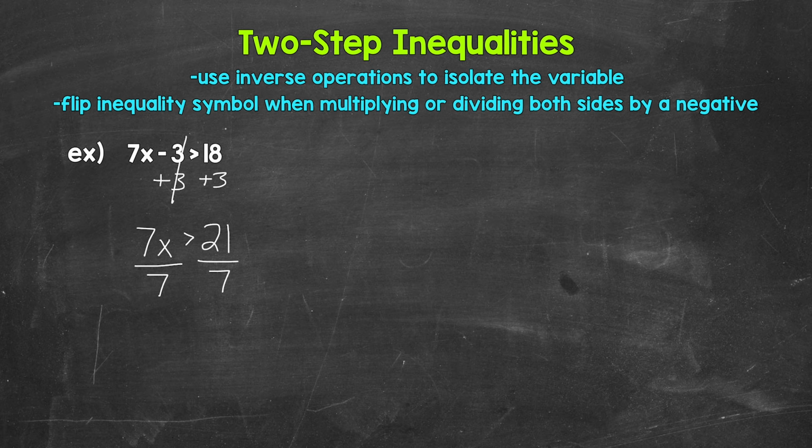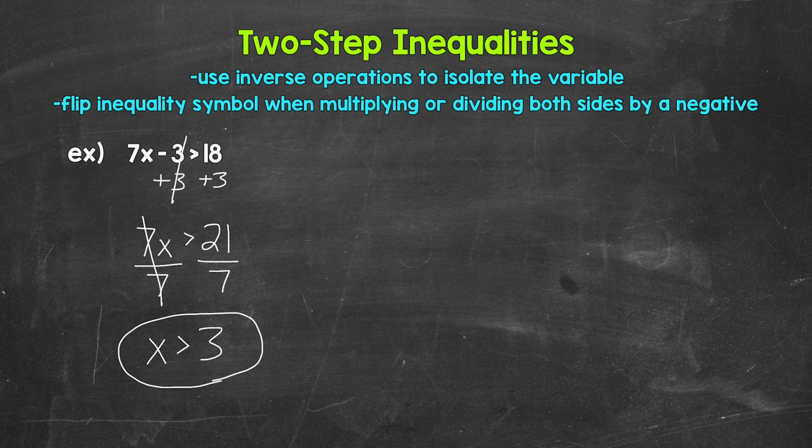Now on the left side, these 7s cancel each other out. x is now isolated. So we have x is greater than, and then on the right side, 21 divided by 7 gives us 3. So we get x is greater than 3. And that's our answer. So x can be any value greater than 3.